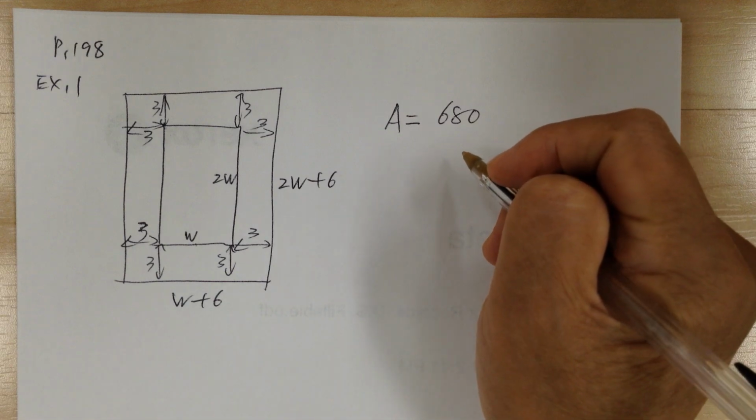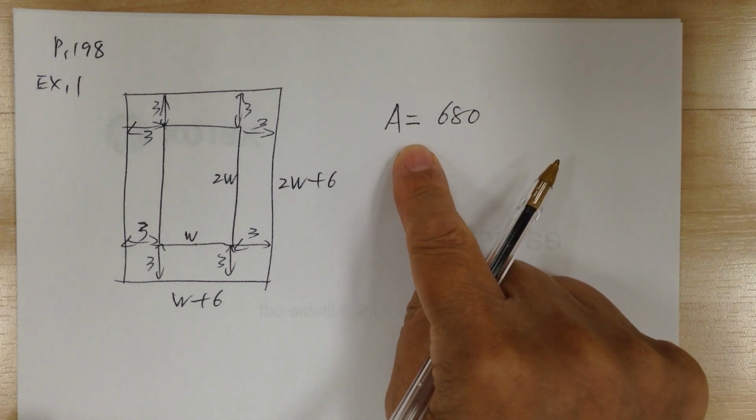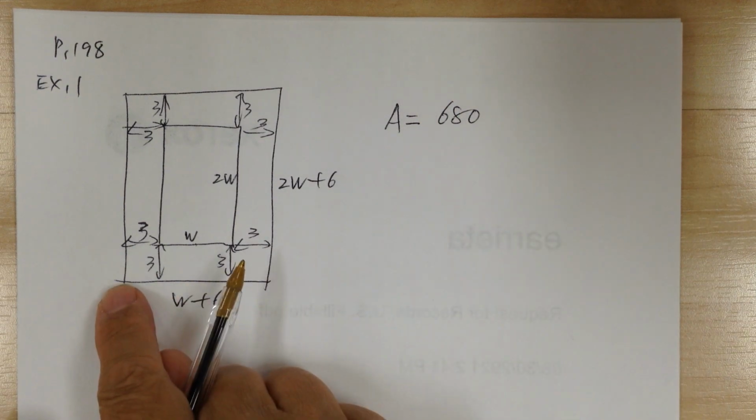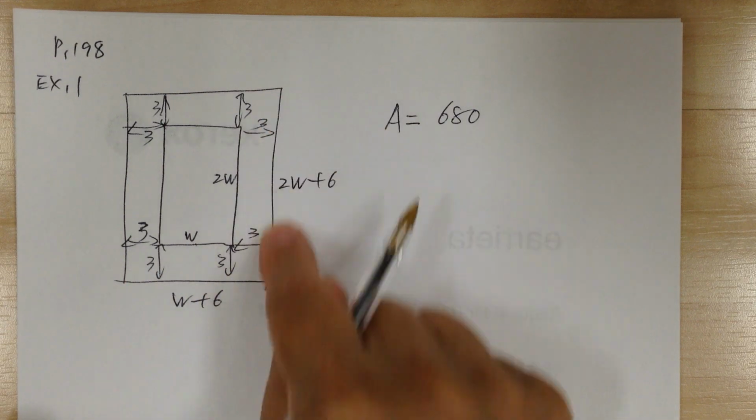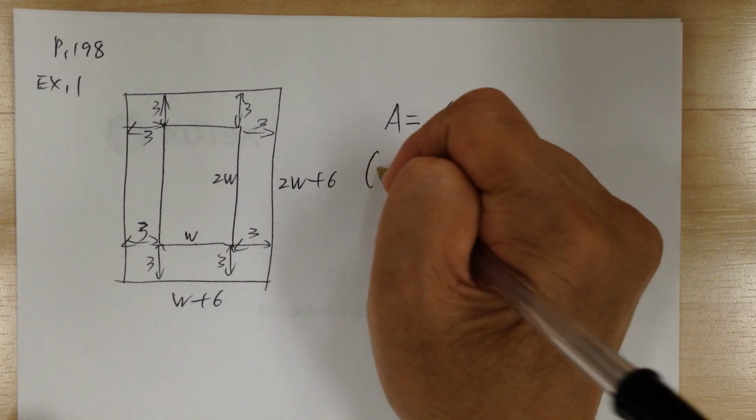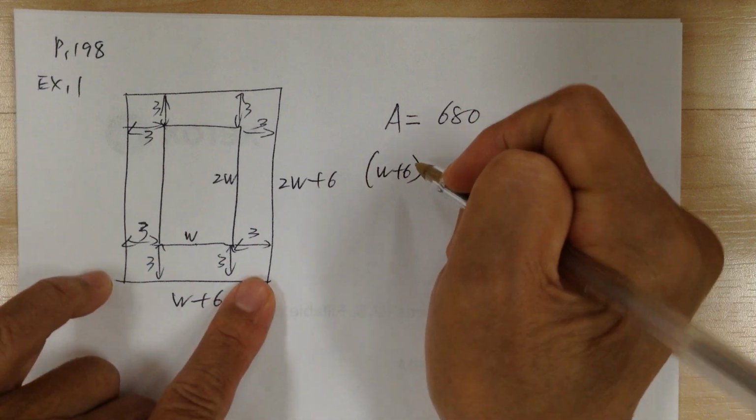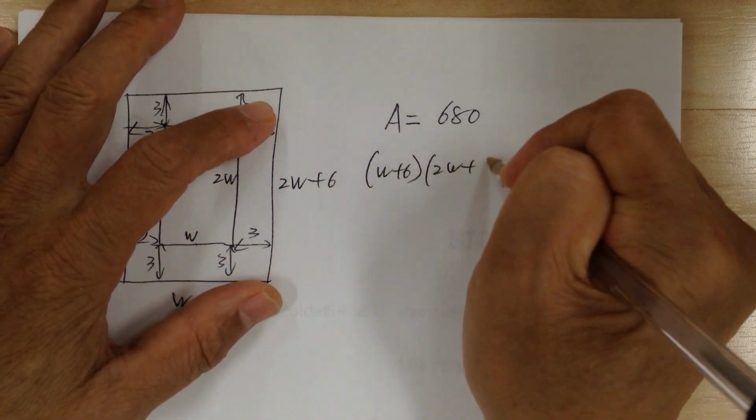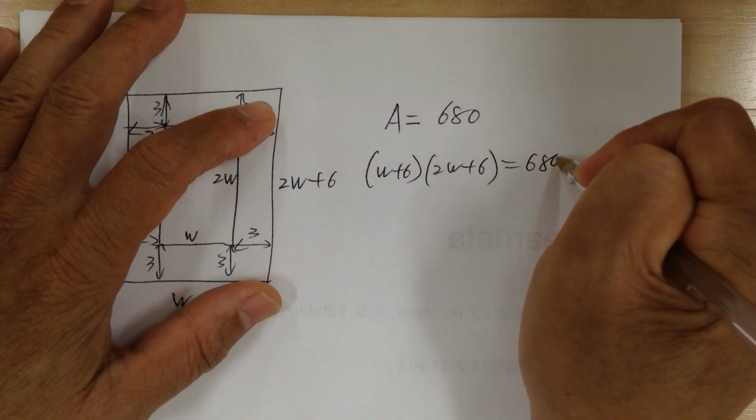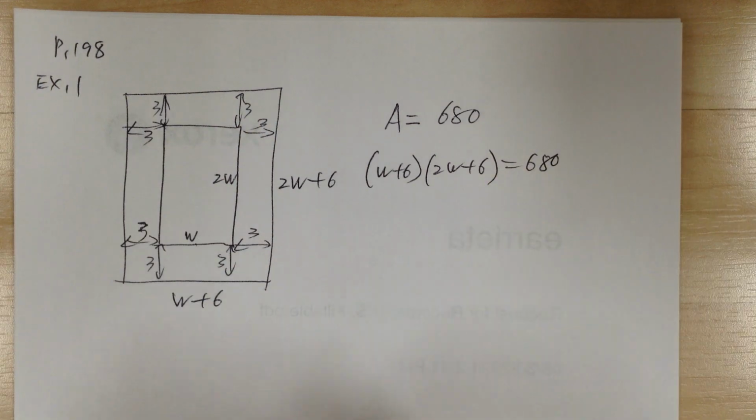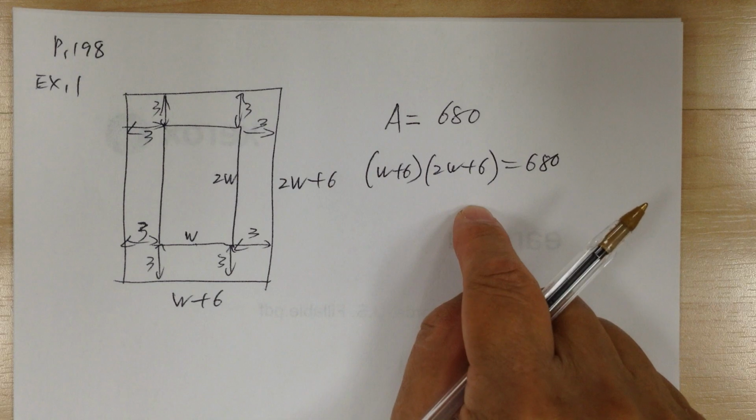Next, you have to substitute. The area equals the base times height. It's a rectangle, so the area is W plus 6, that's the base, times the height, 2W plus 6, equal to 680. So make sure you know how to translate into equations. Now you're ready to solve.